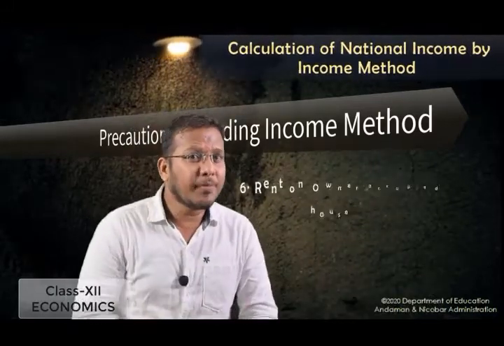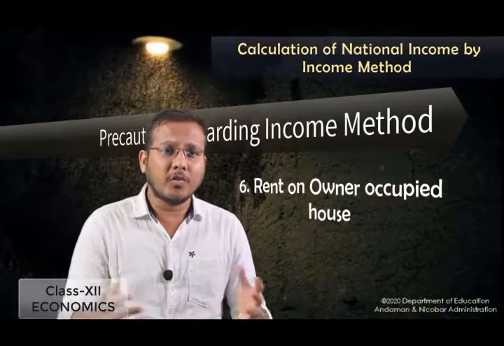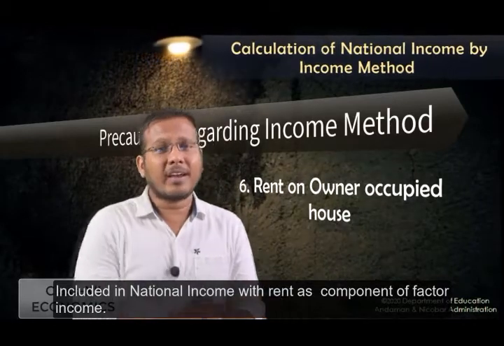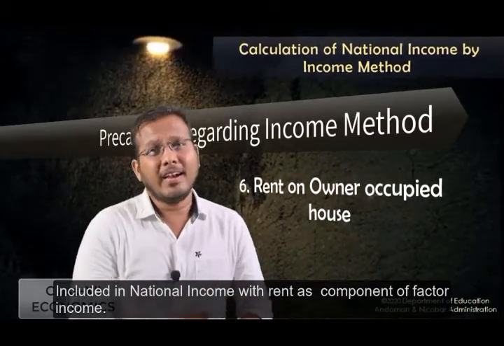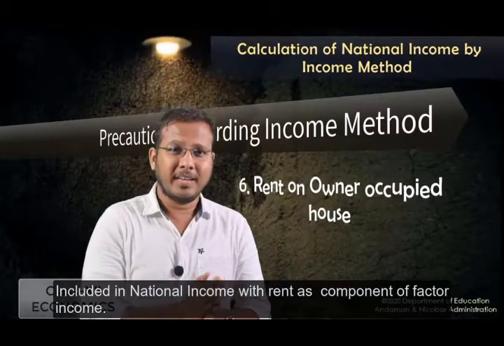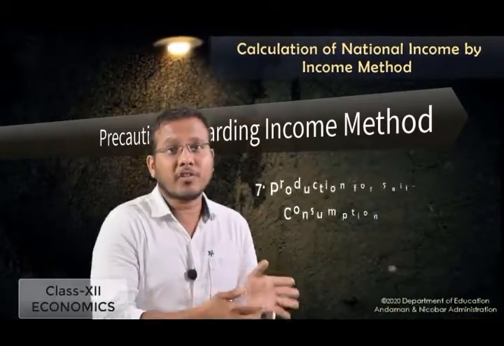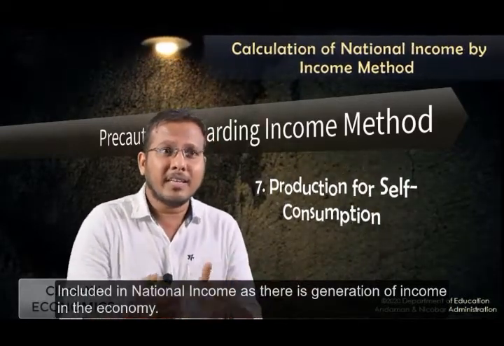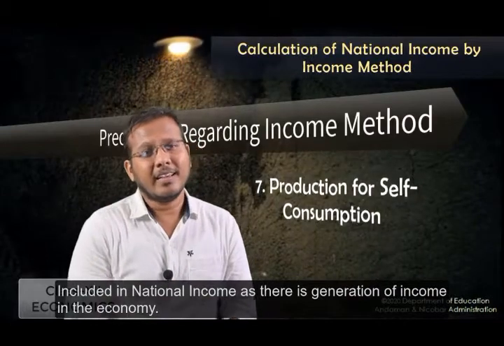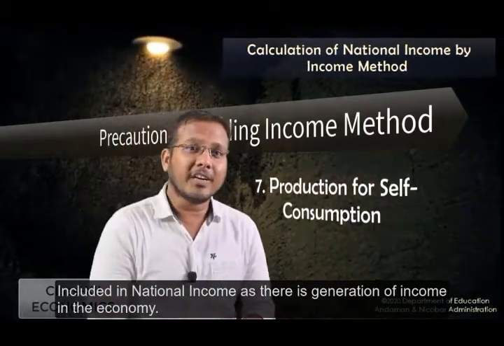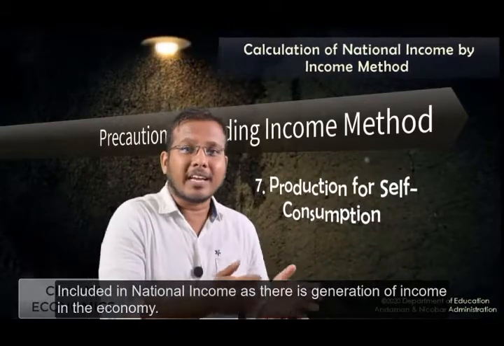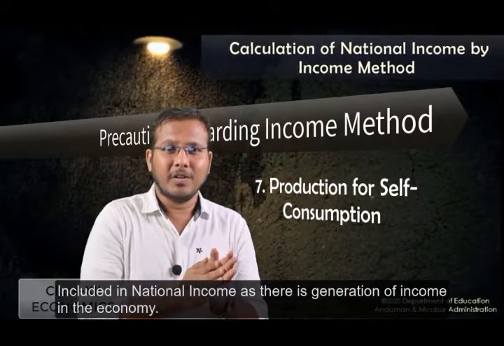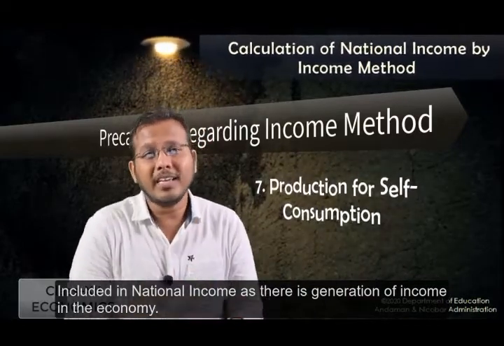Then we have the imputed rent of the owner-occupied house. It will be treated as rent, a component of factor income, so we have to include the rent on owner-occupied houses. And apart from this, we have the production for self-consumption. The production for self-consumption done by the producer will be included in the generation of national income. There should be generation of income in the economy, so it should be taken in the calculation of national income while calculating through the income method. So the production for self-consumption will be included in the national income.